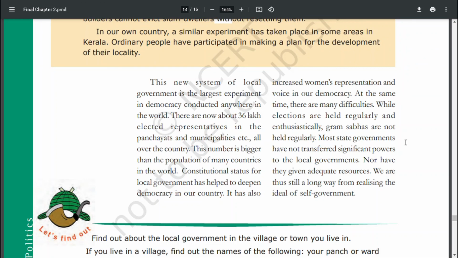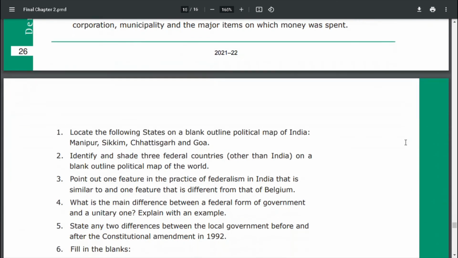At the same time, there are many difficulties. While elections are held regularly and enthusiastically, Gram Sabhas are not held regularly. Most state governments have not transferred significant powers to the local governments, nor have they given adequate resources. We are thus still a long way from realizing the ideal of self-government.